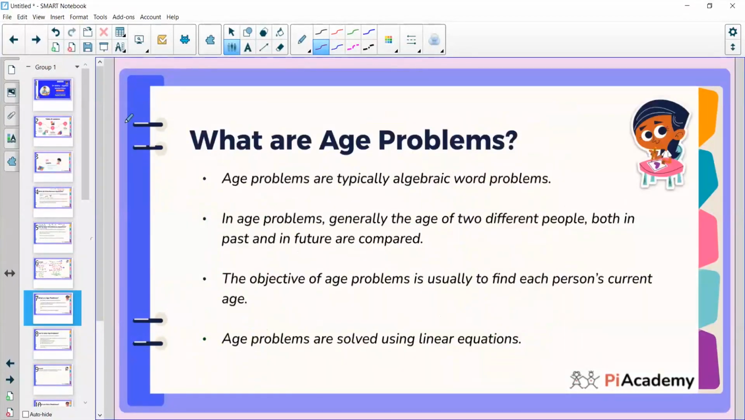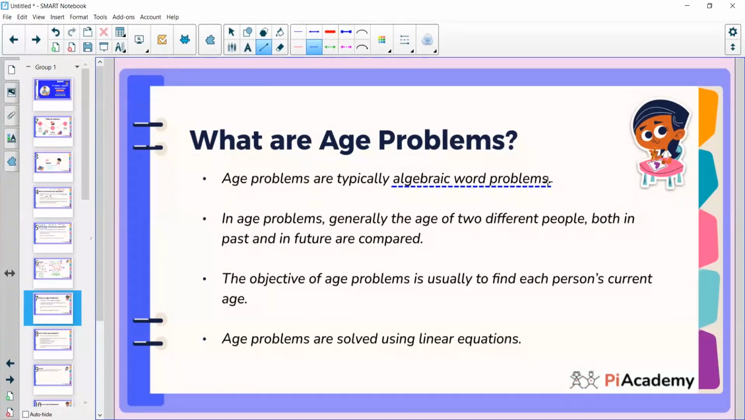Now let's have a very short talk about what age problems are. Okay. Now age problems are typically algebraic word problems. Now, what does this mean? This means that age problems are dependent on algebra, or these are algebra dependent word problems. And what happens in age problems? Generally, the ages of two different people, both in the past and in the future, are compared.